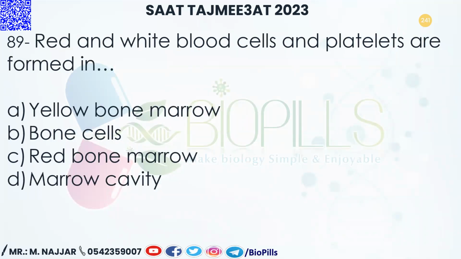Red and white blood cells and platelets are formed in? Where are the blood cells made? They are made in the red bone marrow. Yes, yellow bone marrow is for storing fat and calcium.